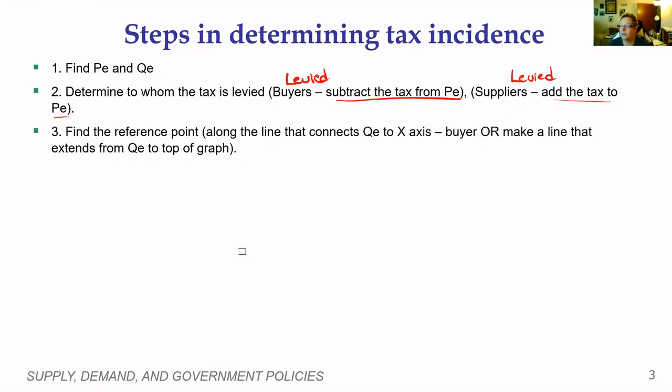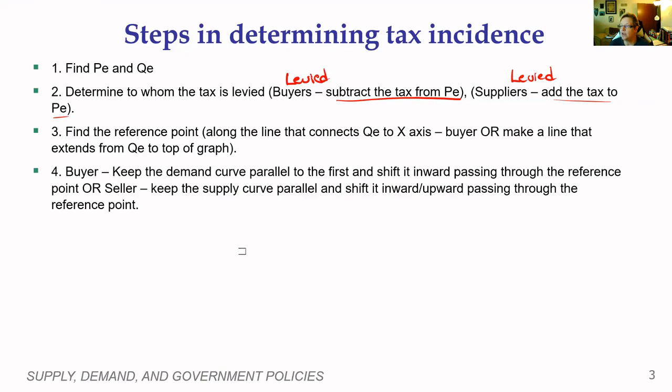We're then going to find a reference point. This is going to get a little confusing, but I think it'll make sense as I show it to you. And that's either along the line that connects quantity equilibrium to X, or we're going to make a line that extends up and make a reference point after we add the tax if it's levied on the supplier. Okay, keep the demand parallel to the first, and then we're going to shift that demand curve if it's levied on the buyer. If it's levied on the supplier, we're going to shift the supply curve. We're then going to find the new equilibrium with tax.